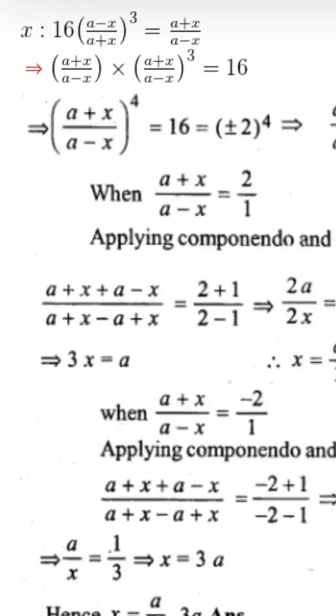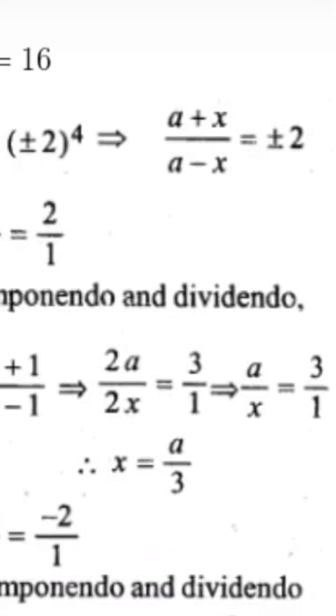Okay, and once I multiply it, what I get is (a plus x) whole raised to power 4 upon (a minus x) raised to the power 4. So we can write it as (a plus x upon a minus x) whole raised to power 4, and that becomes equal to 16. Okay, this part is clear. Fine. Now 16 can be written as 2 raised to power 4. So what I'll do is take the 4th root on both sides. Fine. So this can be removed. A plus x upon a minus x comes out plus minus 2.